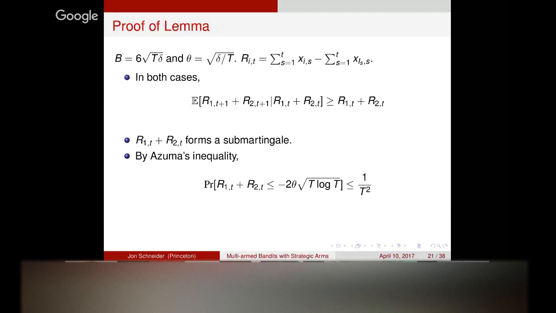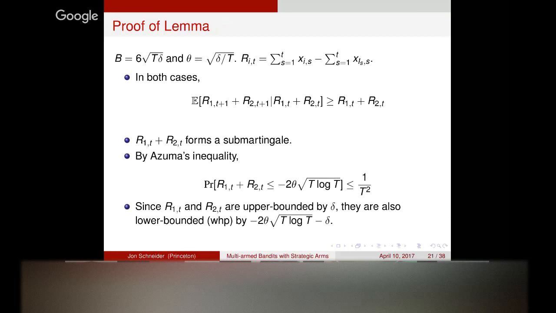And by Azuma's inequality, you know that the probability that the sum of these two regrets drops too low is bounded. So you'll never have a case where you have very low negative regret for both arm one and arm two. And this is important because now, what's the bound on R1t and R2t over all times t?